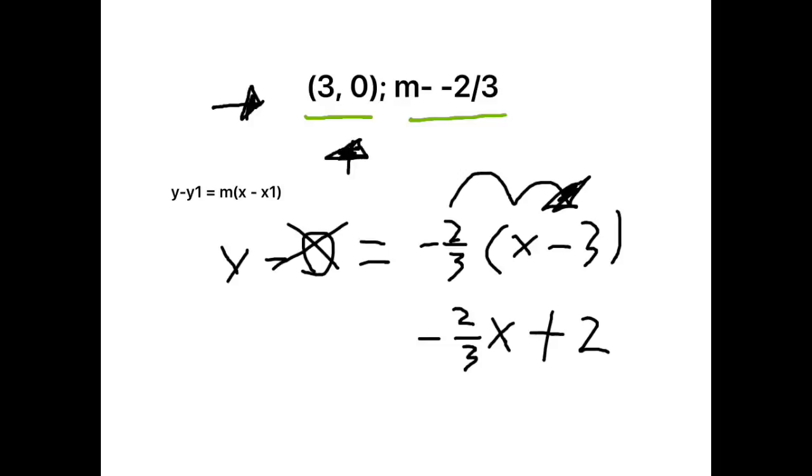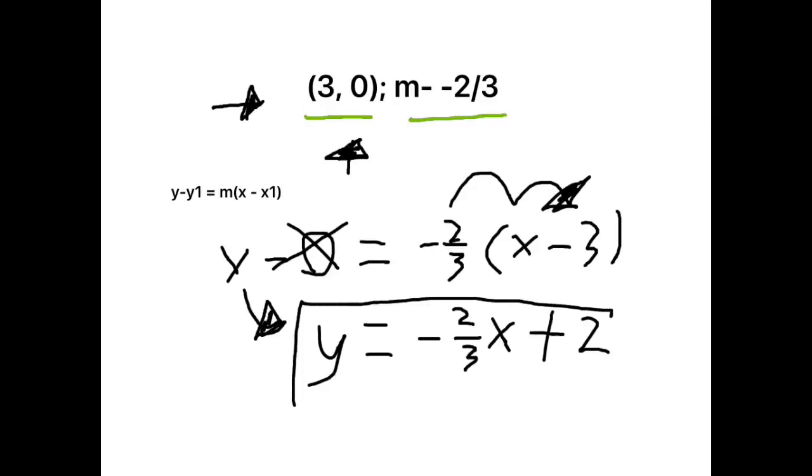And then we will bring down the y and add that into the equation so that it says y equals negative 2/3 x plus 2. In other words, this is your y equals mx plus b format, with m being the negative 2/3 and the b being positive 2.